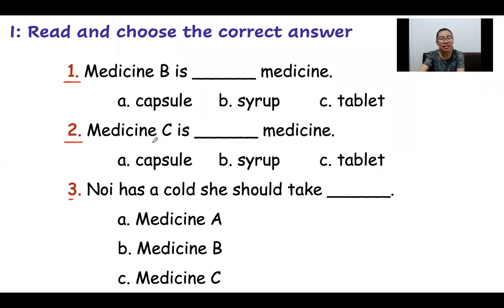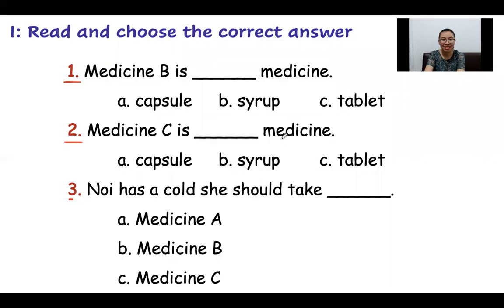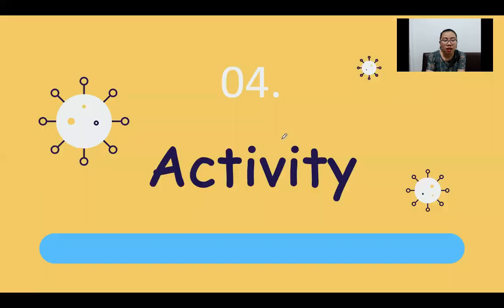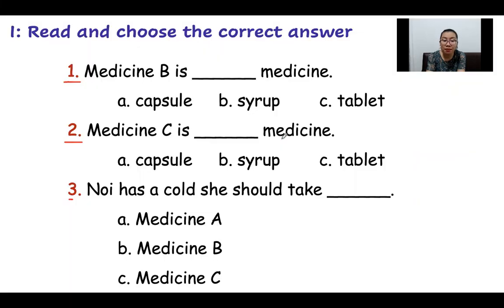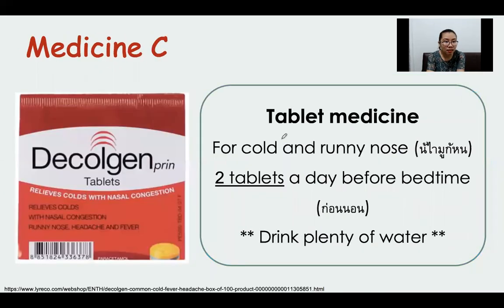Number 2, medicine C is blank medicine. A, capsule, B, syrup, C, tablet. Noi has a cold, she should take. Cold, runny nose. Is it medicine A, medicine B, or medicine C?